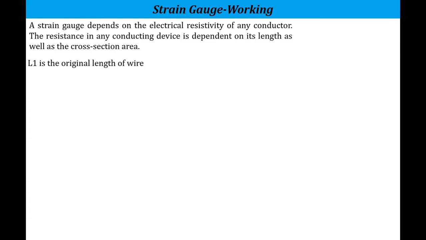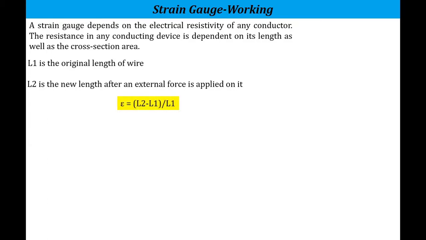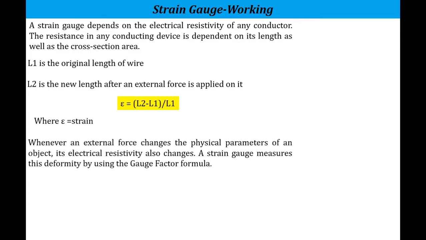Let's say L1 is the original length of a wire, and L2 is the new length after an external force is applied on it. So therefore, here I can write epsilon equal to (L2 minus L1) divided by L1, where epsilon is nothing but a strain. And whenever an external force changes the physical parameters of the object, its electrical resistivity also changes.